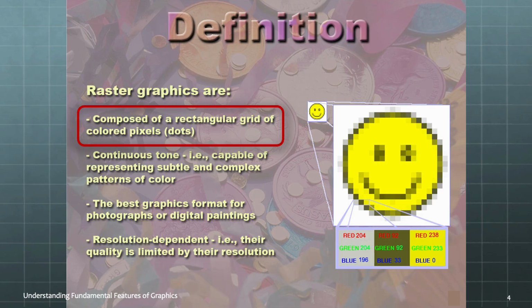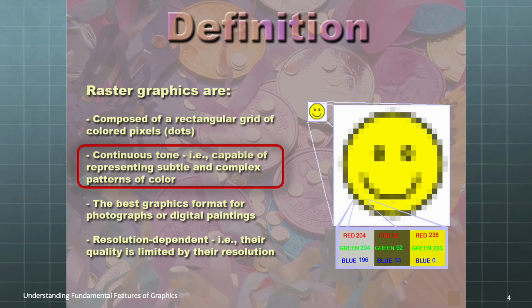Raster graphics are composed of a grid of colored pixels. On the right is a blow-up of this little smiley face, showing the color components of individual pixels. As you learned previously in the course, each of these pixels is composed of a red, green, and a blue dot on a display. In print, they are composed of cyan, magenta, yellow, and black dots.